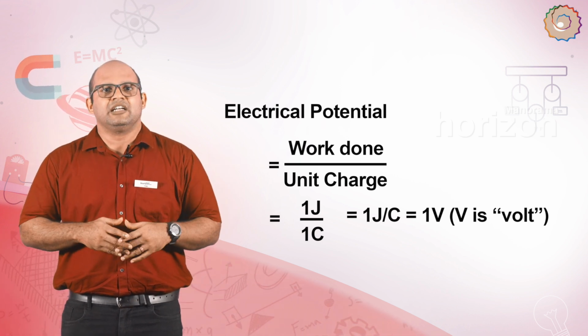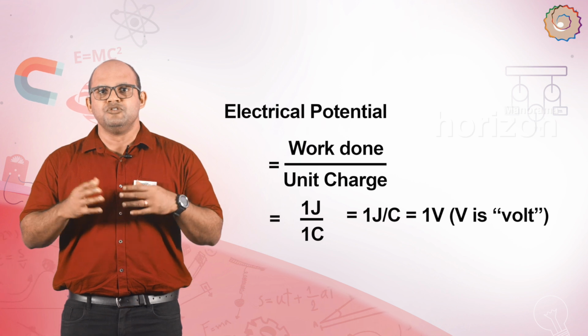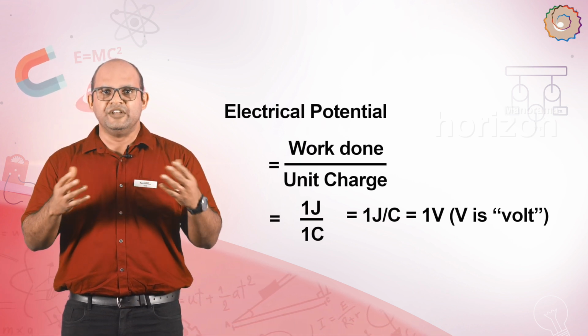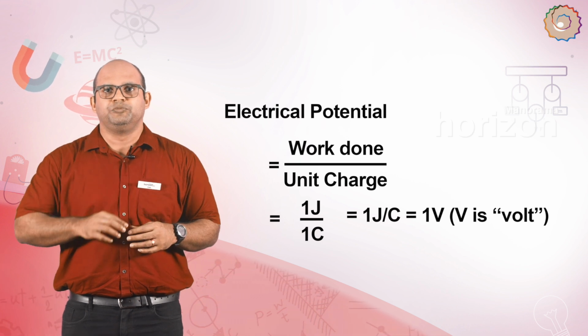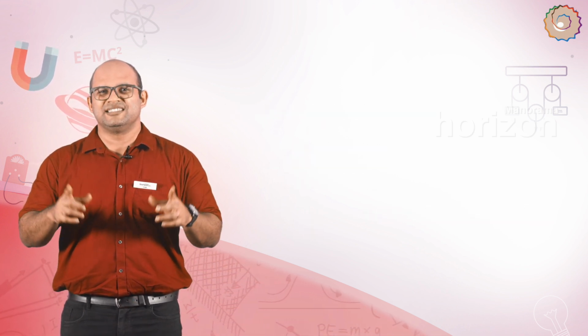Electrical potential and potential difference are measured in joules per coulomb. More conveniently, 1 joule per coulomb is equal to 1 volt of potential difference. But what does that really mean?